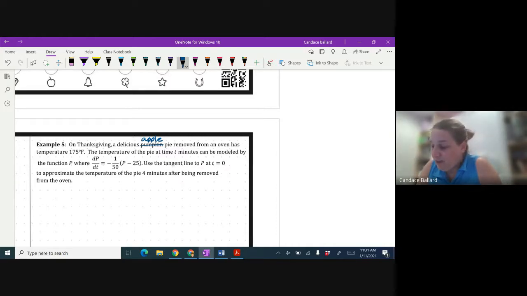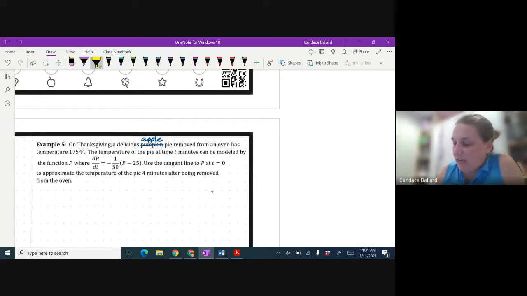Okay. So on Thanksgiving, a delicious apple or pumpkin pie is removed from the oven, and it has a temperature of 175. You need to watch, because they just put something important right there, and it's hidden. The temperature of the pie at time t minutes can be modeled by this function. They gave us the function already. Notice that it's already in the format of a derivative.